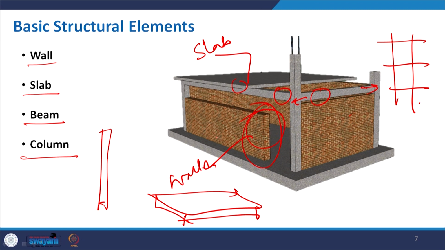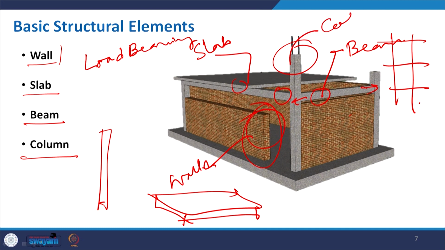Whereas in the case of a load bearing structure, all load will be transferred through the wall. That will come with some example, but in this case this is your beam, and the next one is the column, and you can identify easily that this is the column.